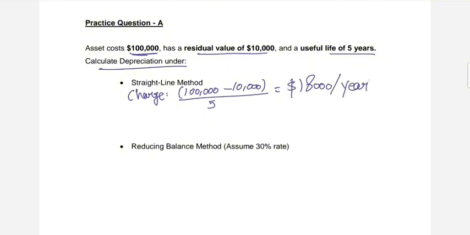This is going to be the charge every single year of the depreciation. And you will do this every single year. It's going to remain the same. It's not going to change. This is what we mean by straight line method. But reducing balance method is a little funny. Specifically, what happens at the end of the year.